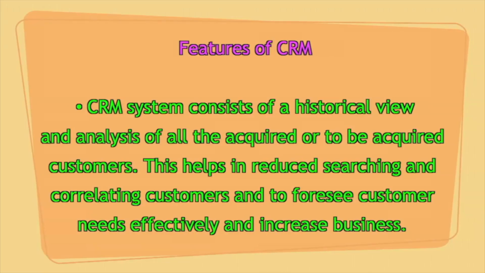So what are the features of CRM? What are its important features? CRM system consists of a historical view. Means we shall identify the customers, we shall categorize them, we shall prioritize them based on their historical experiences, based on their historical transactions, based on our database records as far as their purchase behavior is concerned. Then that will help us in reducing searching, that is, who are our customers. Suppose in a hotel, one visitor is giving a call and the receptionist received the call.